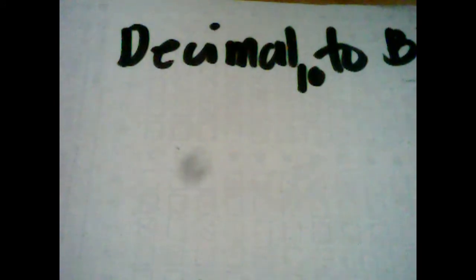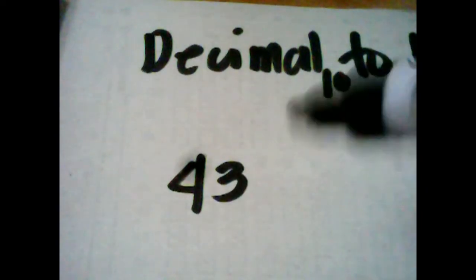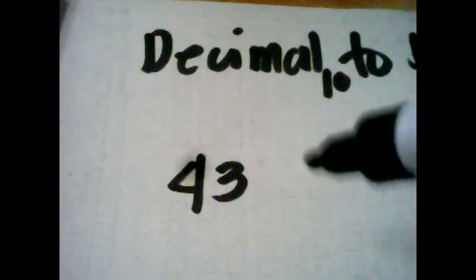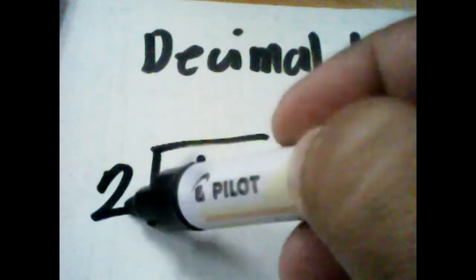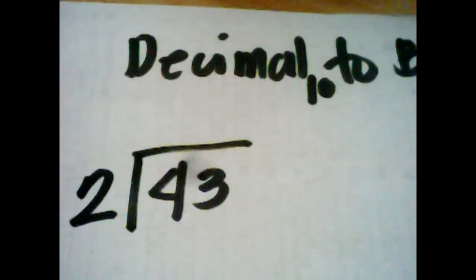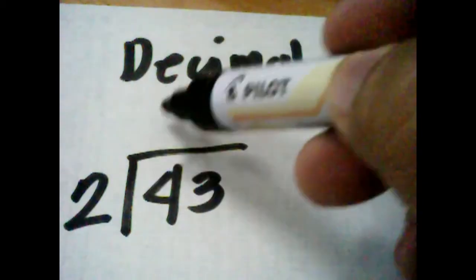For example, in our module, we have a decimal number which is 43, and we are going to convert this 43 into a binary number. So we are going to divide it by 2. 2 is the base of a binary system. So 4 divided by 2, we have 2. 2 and 2 will make a product of 4.